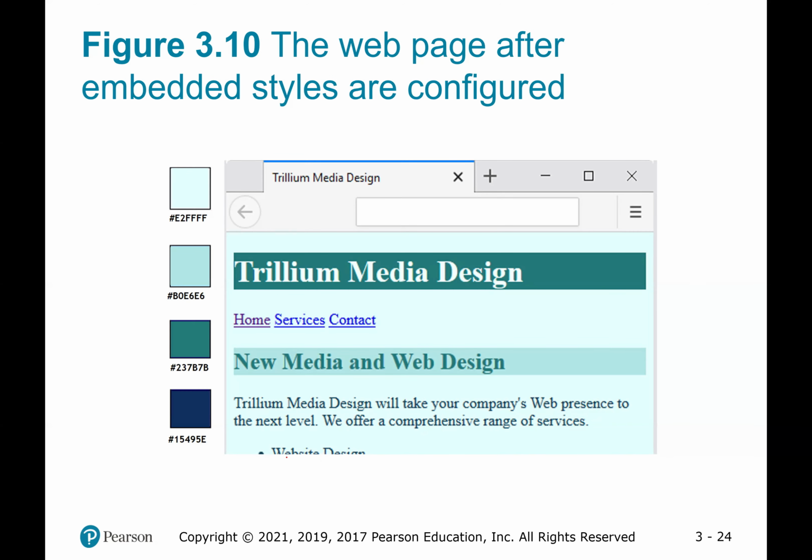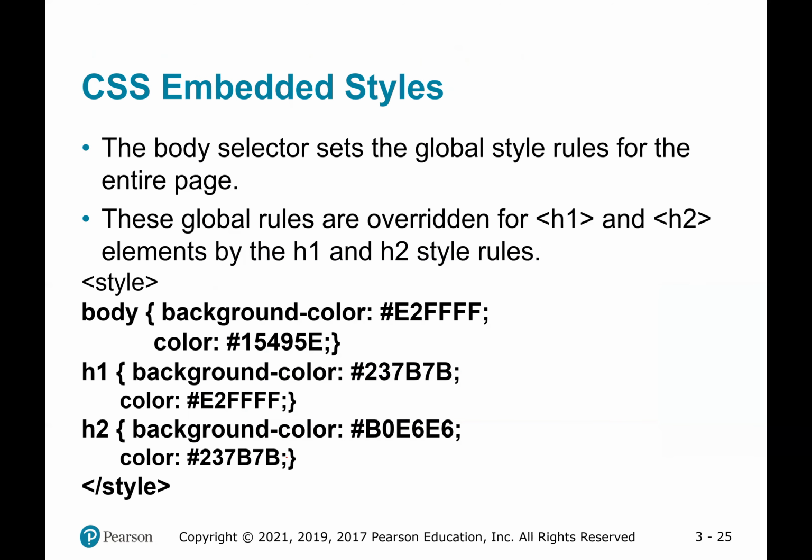So here is an example after embedded styles are configured. So this is the style rule, and you see the rules are defined for different elements, right? So if the page has multiple headings, all the headings are going to be affected. Obviously the page is not going to have multiple bodies, but it can have multiple headings. So this is how embedded style applies to everything in the page, not just one element.